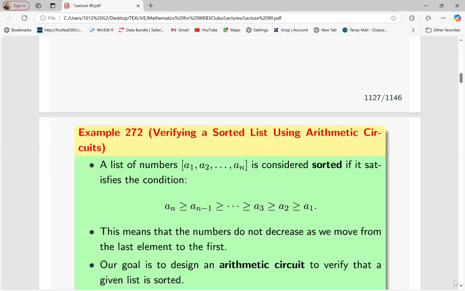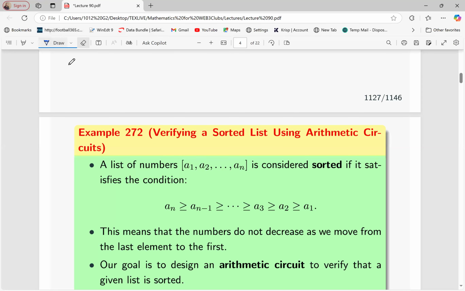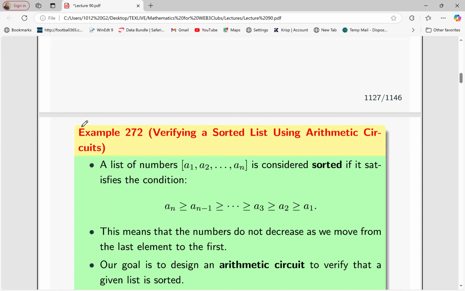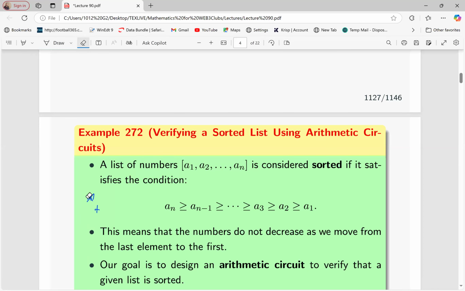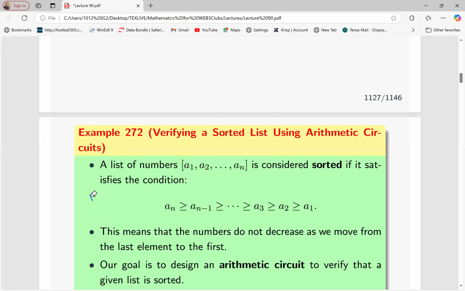Otherwise, it's not. If elements are just mixed up, then we say that they're not sorted. Now, just as I mentioned earlier, when we're talking about arithmetic circuits, we had already seen that an arithmetic circuit has multiplication and addition only as the operators. So we have multiplication and addition.